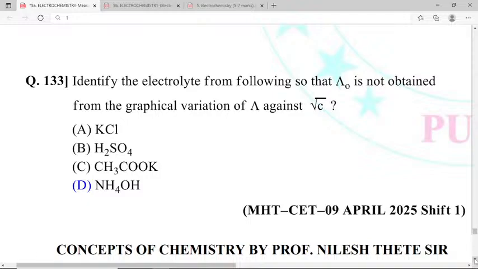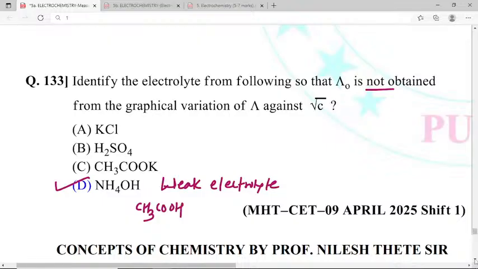Identify the electrolyte from the following for which lambda naught is not obtained graphically from the variation of lambda C. Weak electrolyte. This is a weak electrolyte. Acetic acid also, CH3COOH.